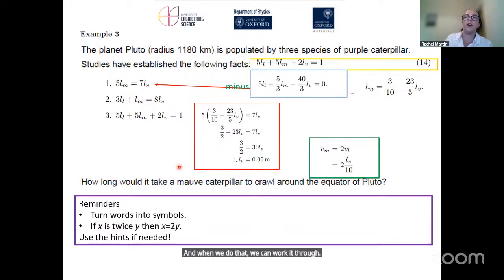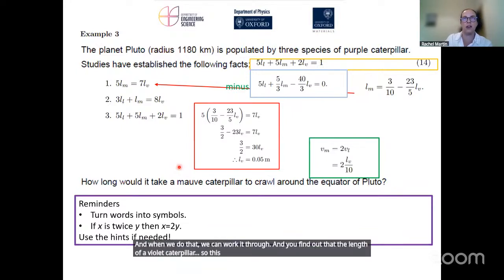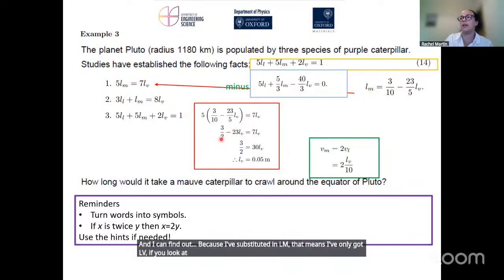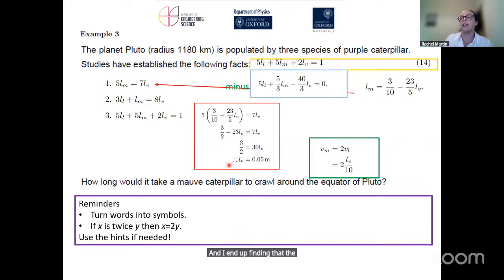And you find out the length of a violet caterpillar. This middle bit is the hardest bit of the question, just to clarify. Because I've substituted in LM, that means I've only got LV. If you look at where my laser is, I've only got LV in that equation. And I end up finding that the length of the violet caterpillar is 0.05 meters. Have a go at the next step if you haven't got there.